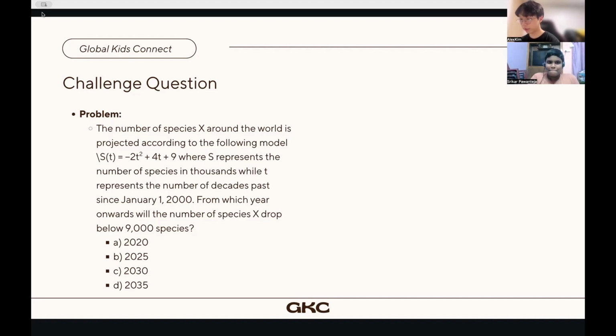If we take a look at this problem, we can see that the number of species X around the world is projected according to the following model of this quadratic function.